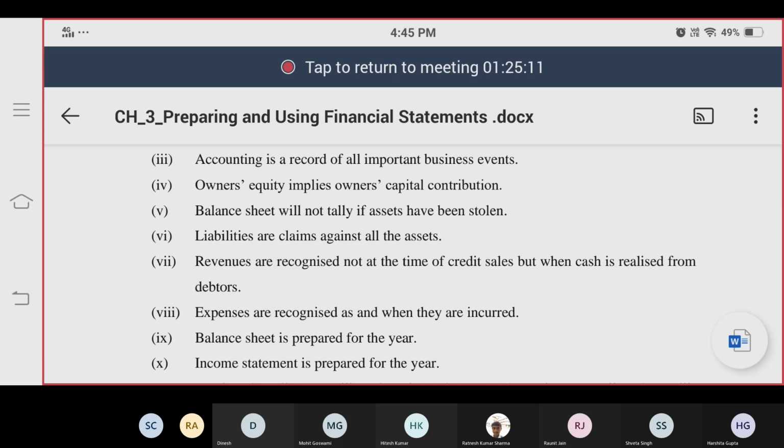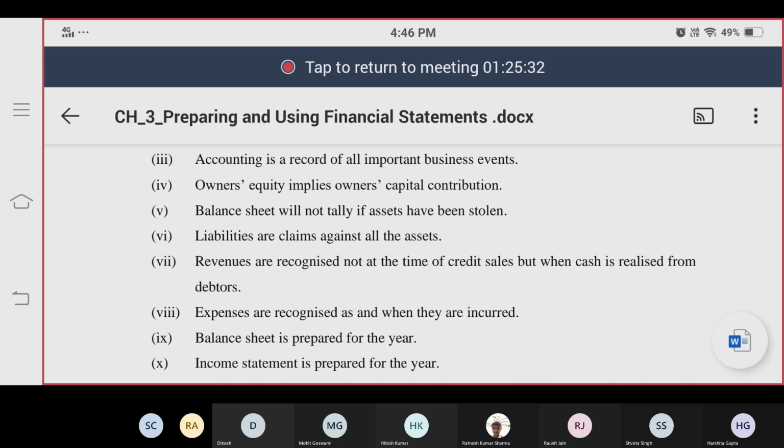Then next, balance sheet is prepared for the year. This is an easy one. No, it is prepared on a particular day. An income statement is prepared for the year. Yes, it is always prepared for a year or a quarter, and it becomes an account of all the revenues and expenses that have happened.